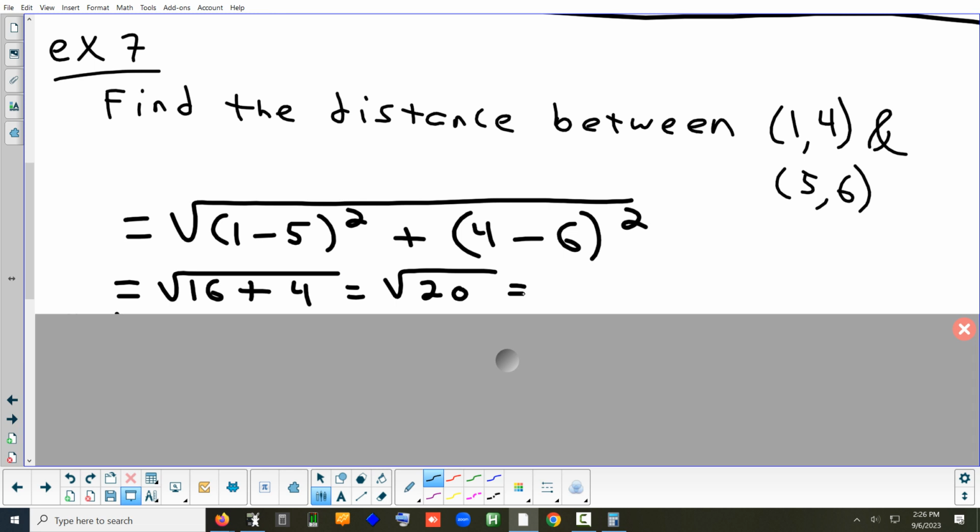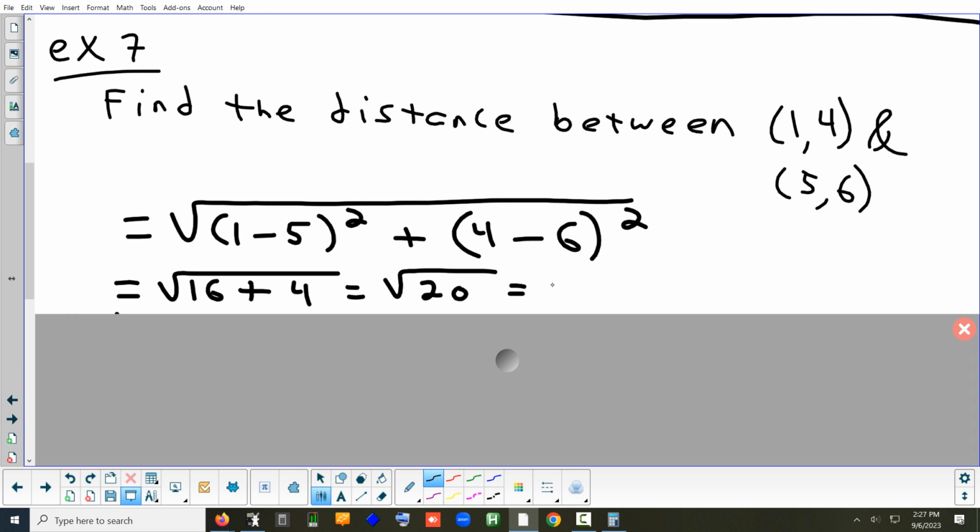Some square roots can be simplified, okay? And I don't mean you plug it into the calculator and get the decimal. I mean you just reduce it as much as you can. Does anyone know what the square root of 20 reduces to? 2 square roots of 5. Yep, it reduces to 2 square roots of 5. Here's how you can figure that out. There's lots of ways to do it, but here's one way.